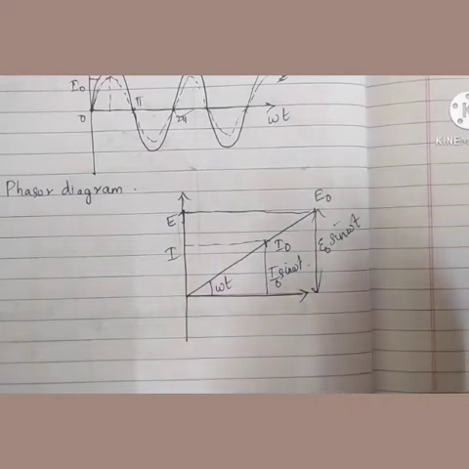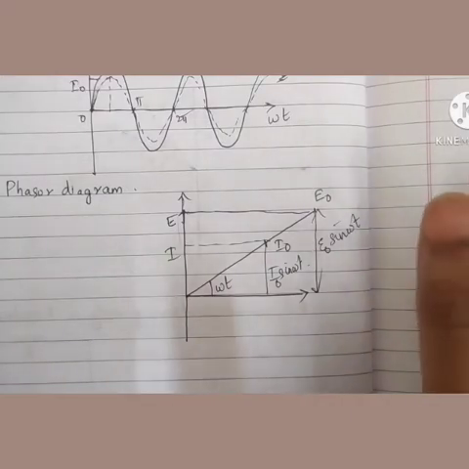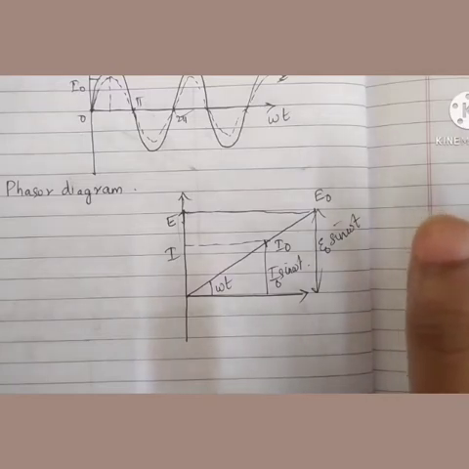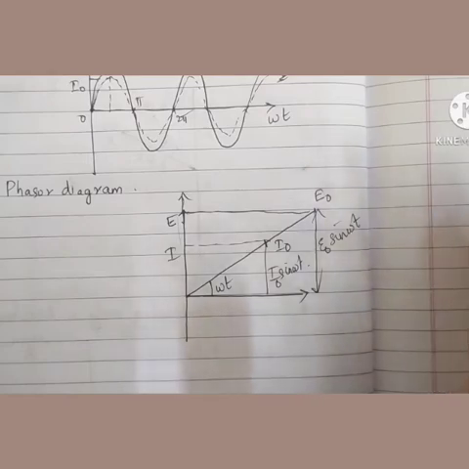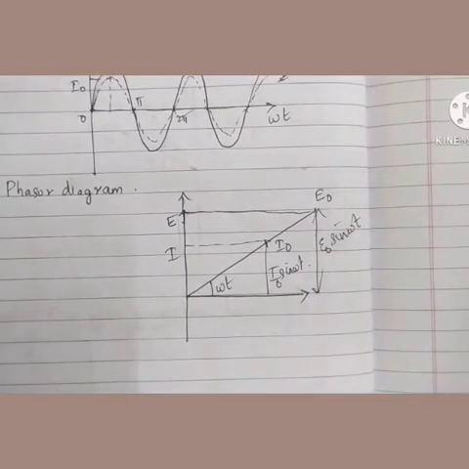So with this we can stop the derivation part. That is, for a resistor only circuit, starting with the circuit diagram, then expression for E, then expression for I, then the graphical representation, and finally phasor diagram. Likewise, we can do for any circuits. So now we are moving to the second circuit, that is AC circuit containing inductor only. Purely inductive circuit.